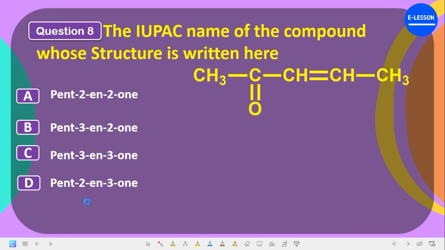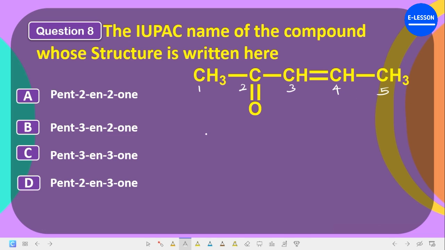Let's look at the next. Now the next question says the IUPAC name of the compound whose structure is written here is. Now first of all you have to number. From what direction do you think our numbering will come from? This will be number 1, this will be number 2, this will be number 3, this will be number 4, and this will be number 5.